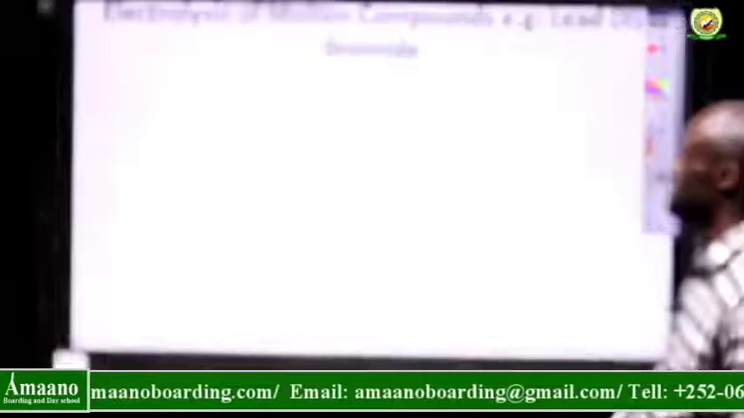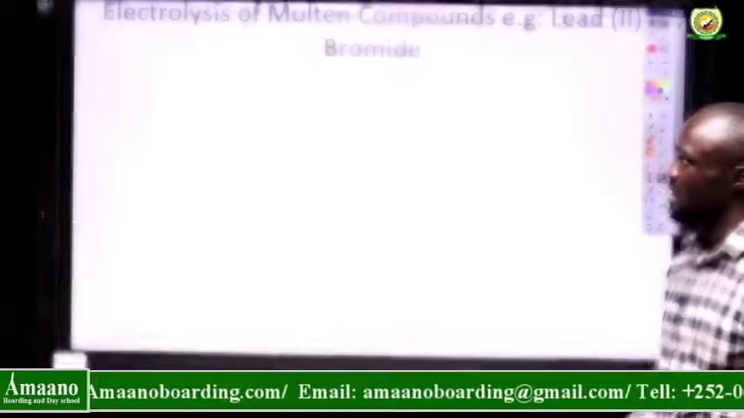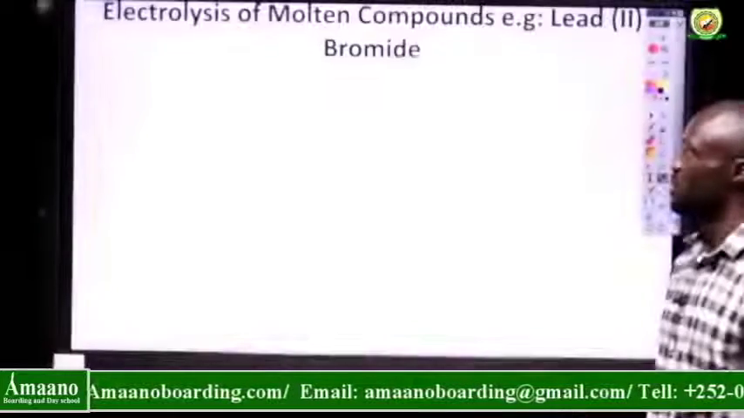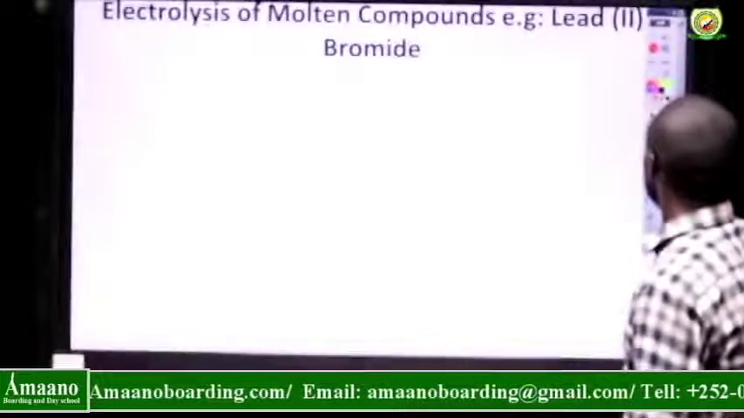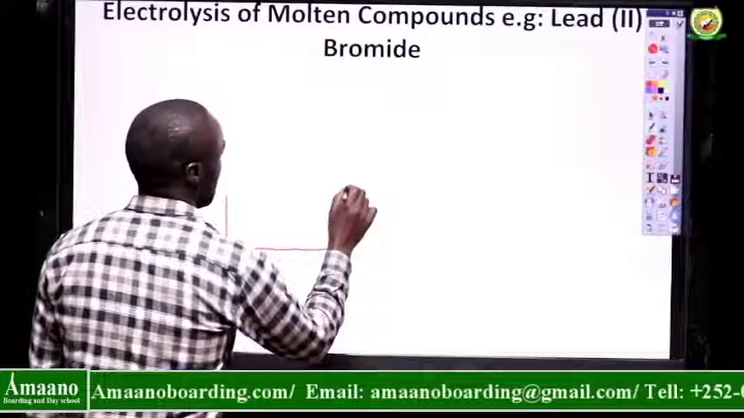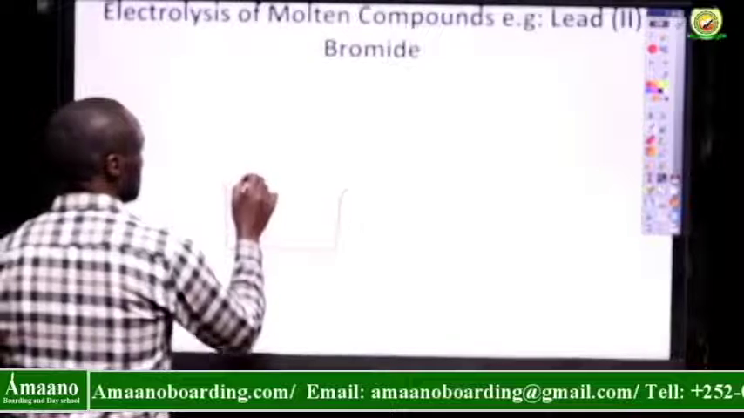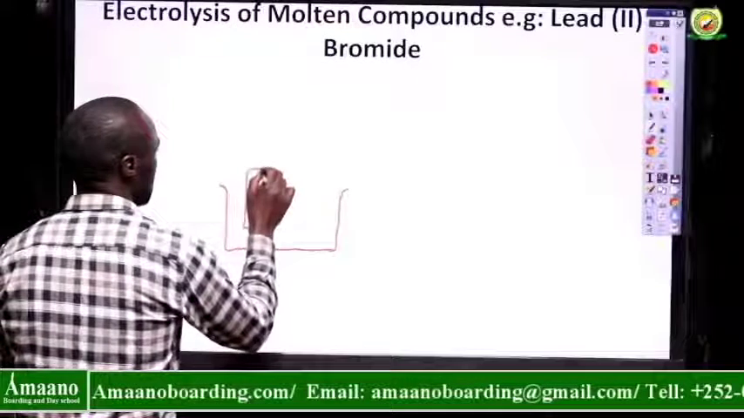Then we come to an example of electrolysis of molten compounds. Molten, we mean a compound which is solid. You heat it, and then it melts and becomes a liquid, then you electrolyze it. For example, in this case, I have my electrolytic cell here. I'll draw a similar cell. These are the electrodes.